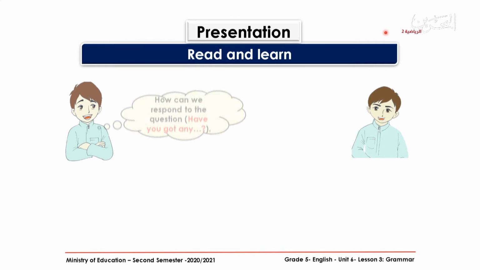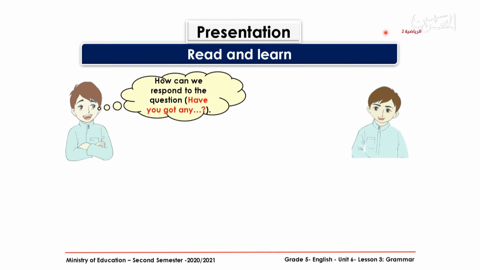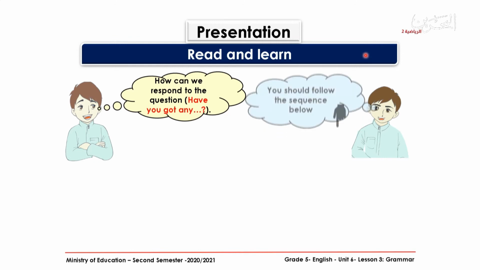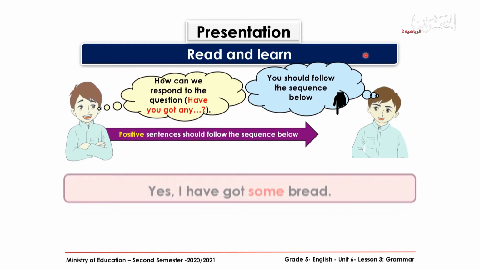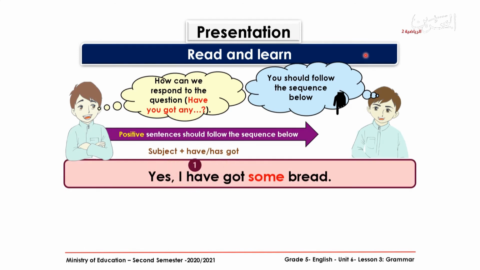Now, let's learn how to respond to the question, have you got any? In order to answer this question, we should follow the sequence below. So we have positive sentences and negative sentences. For positive sentences, we should start with yes, comma, then the subject I, she, he, they, then we put have got or has got, then we write the expression of quantity, which is some, and then we write the noun or the object.